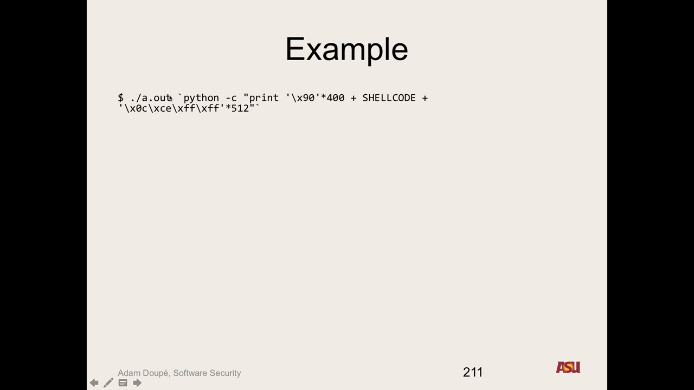Then I want to craft my exploit. I'm going to run a.out with 400 bytes of hex NOPs, followed by my shellcode, followed by, what? Why is my address not FFFFCE0C? Endianness. You're always going to have the addresses backwards, in reverse byte order. If I'm successful in overflowing this, I want it to jump and start executing at memory address FFFFCE0C. This will seg fault.